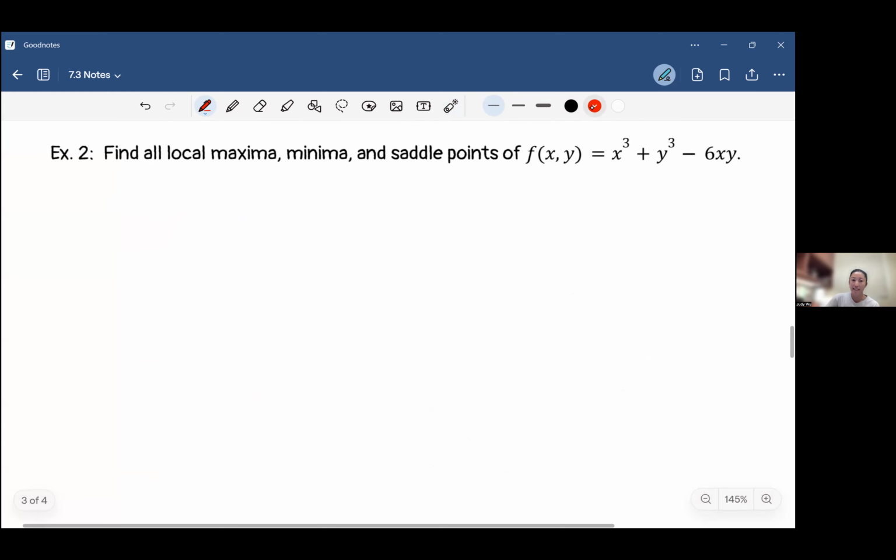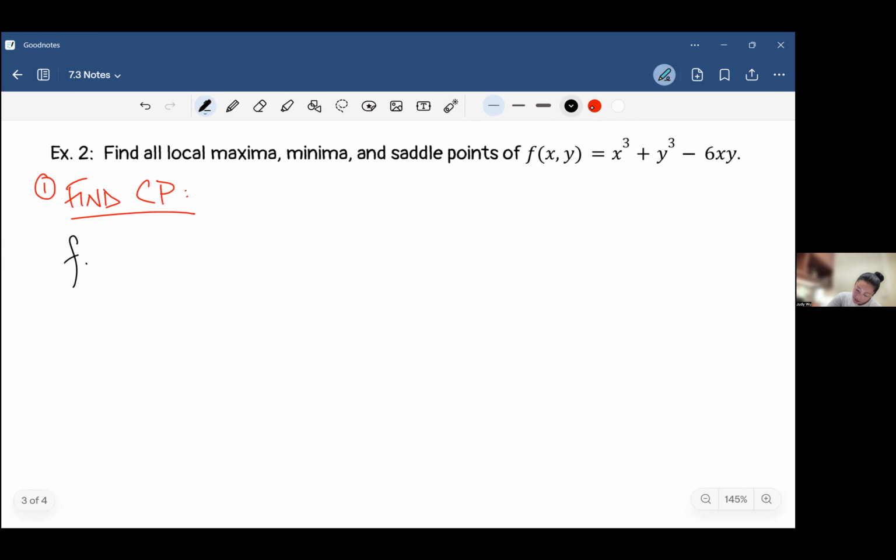Okay. Example 2 says, find all local maxima, minima, and saddle points of f(x,y) equals x cubed plus y cubed minus 6xy. So let's start off the same way we did before. We're going to find our critical points. Okay, CP for critical point.